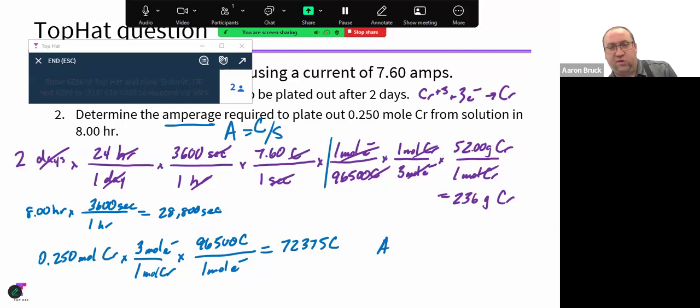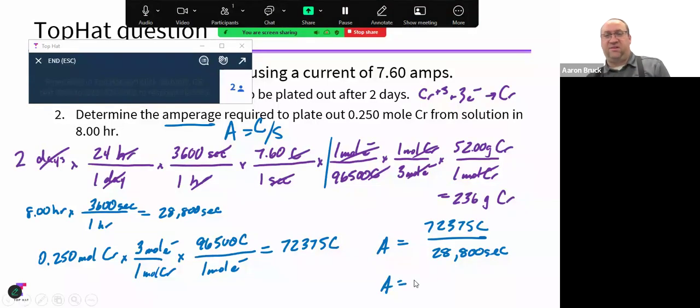To figure out amps, I need coulombs per second. So 72,375 coulombs divided by 28,800 seconds. I know that this one was to 3 sig figs and this one's to 3 sig figs, so my amps are going to be to 3 sig figs. So 3 sig figs, 2.51 amps would be the correct answer there.